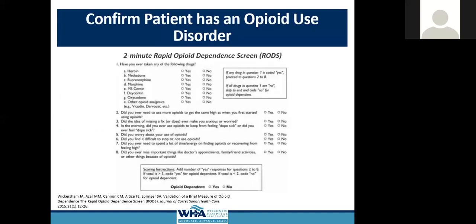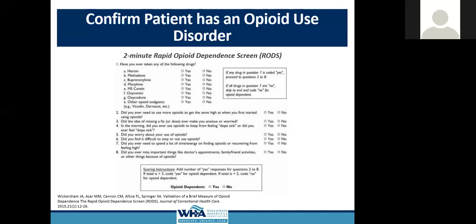So that brings us to our next point. You are going to want to have some sort of brief but accurate diagnostic tool that confirms that the patient really does suffer from opioid use disorder. And so this is a great tool. It's a 2-minute rapid opioid dependence screen, the RODS screen. Pictured on the slide here is an example of a RODS form. It was basically adapted directly from the DSM-5 criteria for the diagnosis and has been prospectively validated in multiple trials.